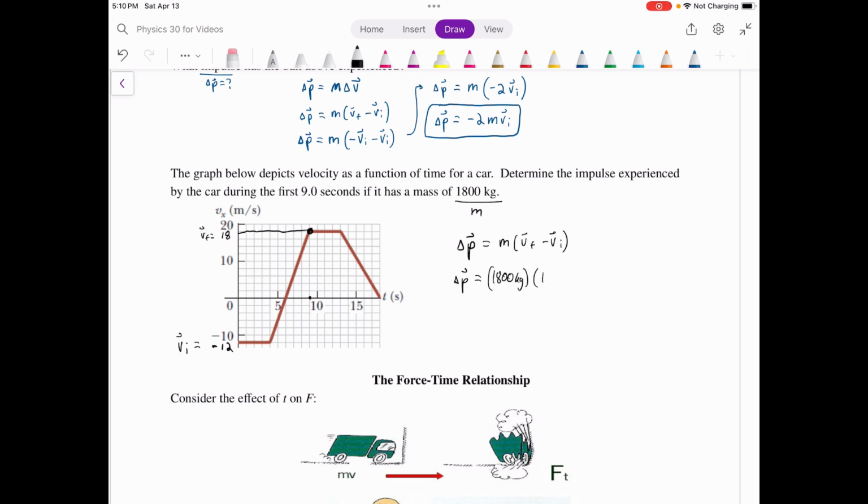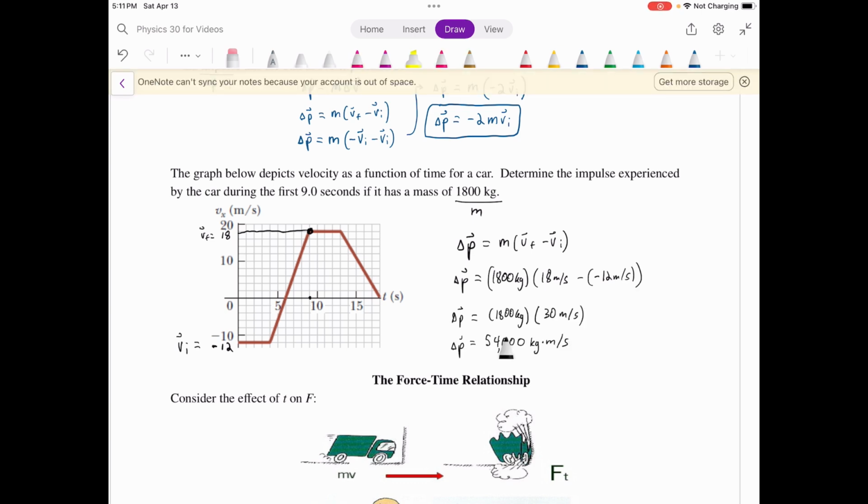So final velocity, positive 18 meters per second, minus initial velocity, negative 12 meters per second. And we get that the impulse experienced by the car is 54,000 kilogram meters per second. Okay, now again, they didn't tell us what the positive or negative directions were, so the best we can do is just have the correct sign here based on how they've set it up. And to two significant digits, that would be 5.4 times 10 to the 4 kilogram meters per second.